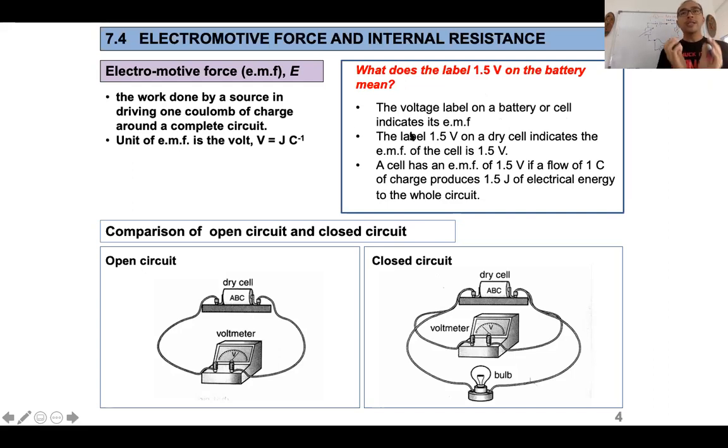Okay, the original amount of potential difference. Sorry, the original amount of voltage in a new battery, for example, is 1.5 volts. And that is the EMF, which means no matter what you do to the circuit, the total voltage cannot be more than the EMF.